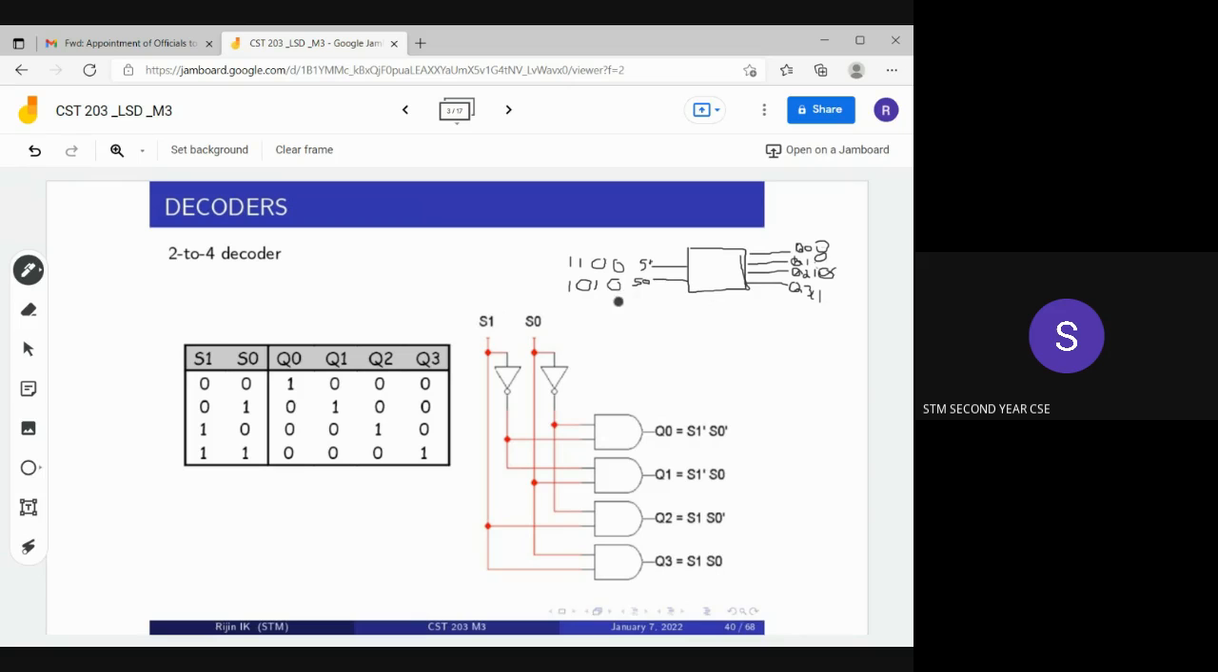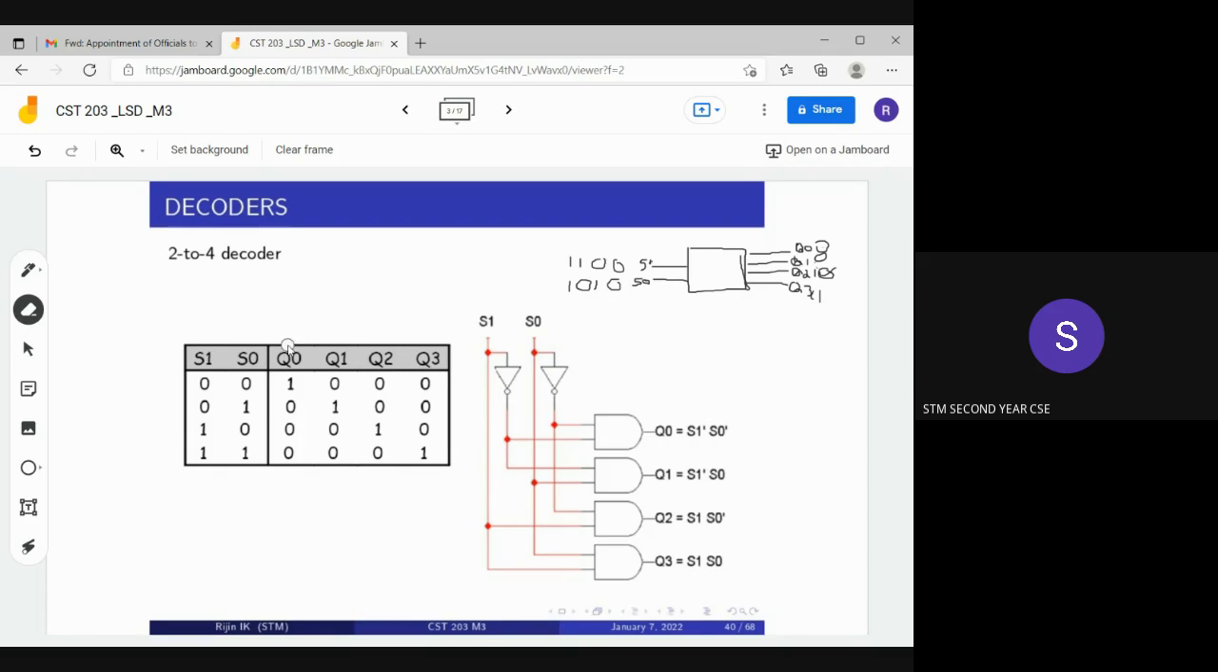If both the inputs are 0 0, Q0 will be active, Q0 value will be 1. Remaining all lines will be 0. And if the next value is 0 1, if you provide an input 0 1, then Q1 will be active, and all others will be in an inactive state. That is how we looked at it.